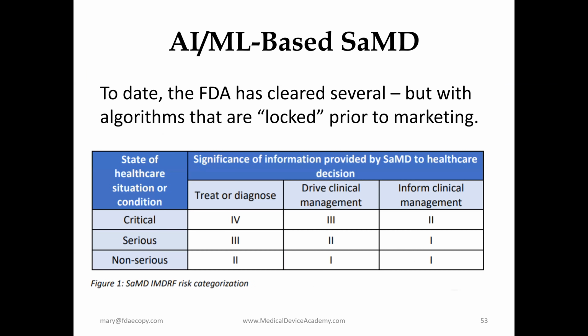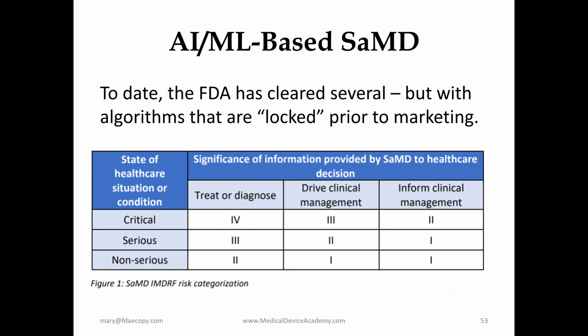Everything in this section is just open for discussion right now with the FDA. But these are the different significance of information provided to the healthcare decision compared against the critical, serious, or non-serious impact or potential harm of that software. So this will kind of determine what the FDA expects for your controls and documentation if your software contains AI moving forward. But this isn't in effect yet. This is just kind of where they might be headed.